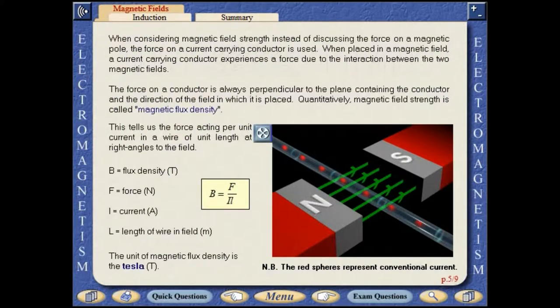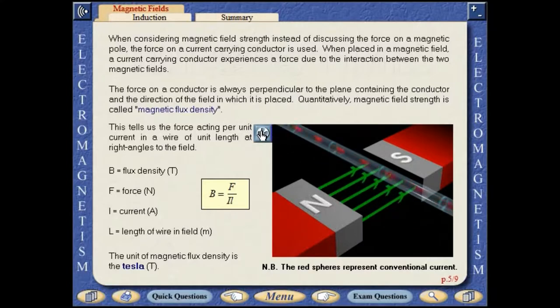When considering magnetic field strength, instead of discussing the force on a magnetic pole, the force on a current-carrying conductor is used. When placed in a magnetic field, a current-carrying conductor experiences a force due to the interaction between the two magnetic fields. The force on a conductor is always perpendicular to the plane containing the conductor and the direction of the field in which it is placed.